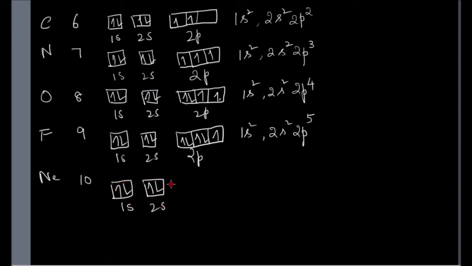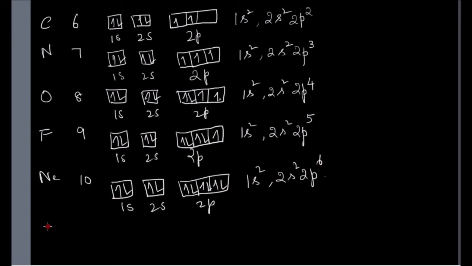2s, 2p, 6 electrons. So it has got its full capacity. 1s2, 2s2, 2p6. So we have seen up to 10 electrons.